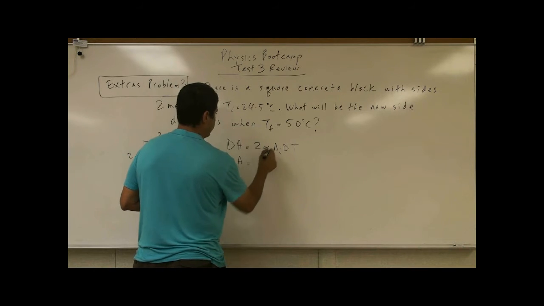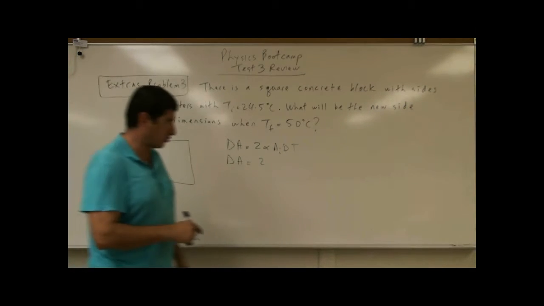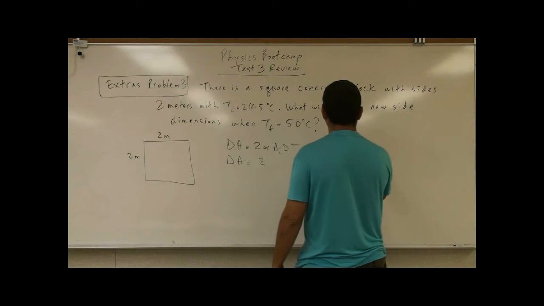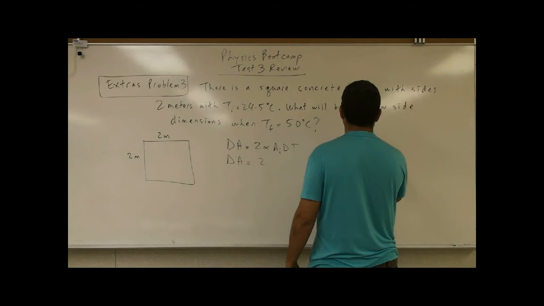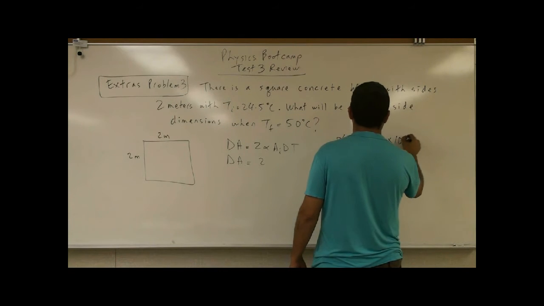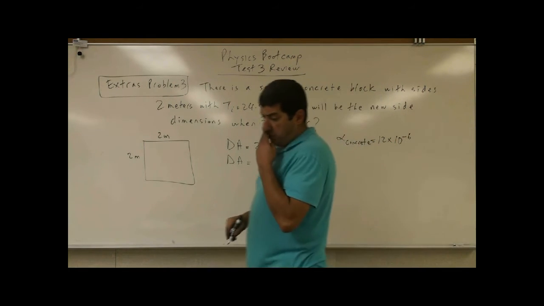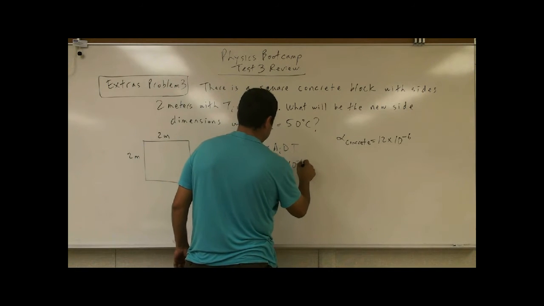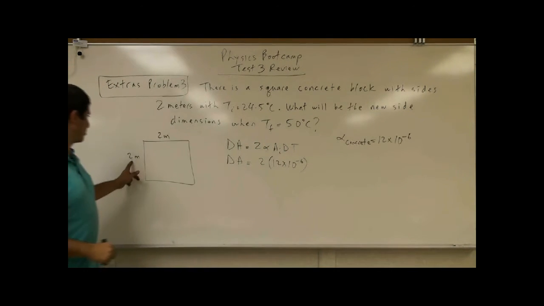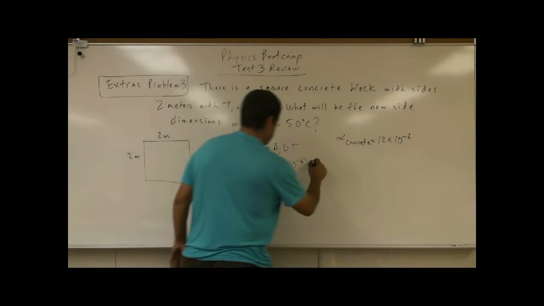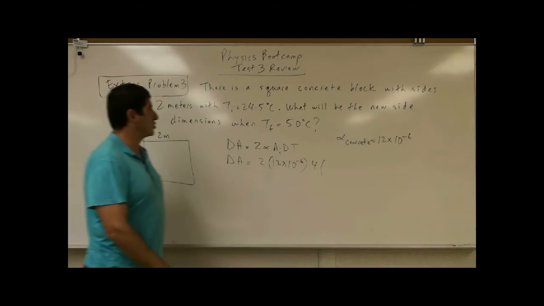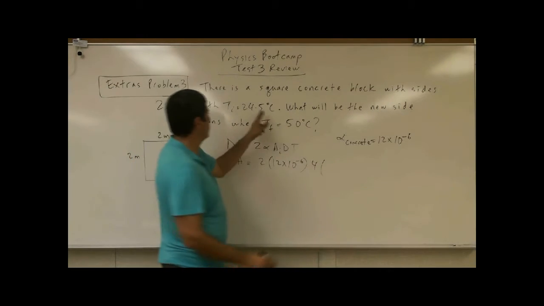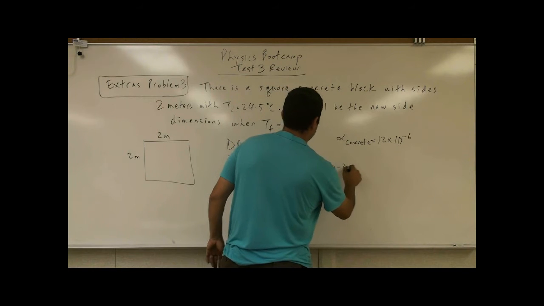So what's alpha? Well, we're going to use the alpha of concrete from the previous example. The alpha of concrete was 12 times 10 to the minus 6, right? Okay, so we put that in here. What's the initial area? Well, the initial area is 2 times 2, so it's 4. What's the change in temperature? Right? The change in temperature, 50 minus 24.5.